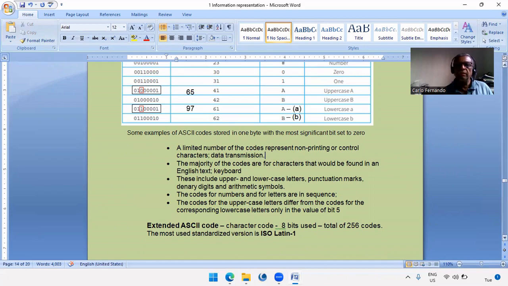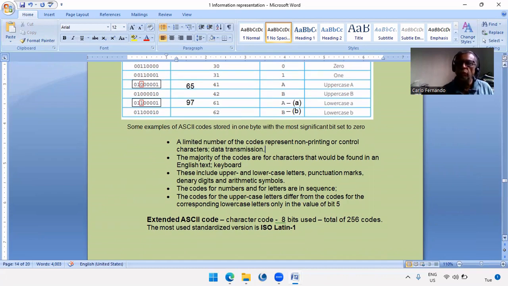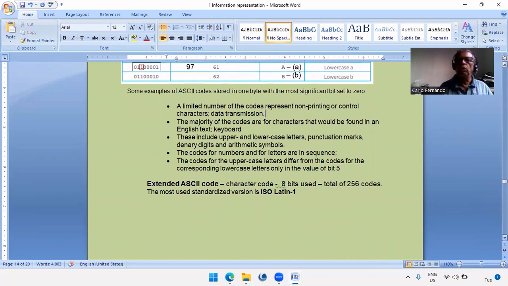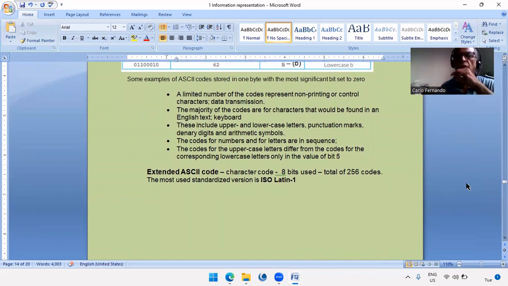Then there are 128 codes. In time to come, they found that 128 is not enough. You wanted to introduce more and more, like graphical characters and all that. Then what did they do? They extended the 7 bits to 8 bits. That was called extended ASCII code. So the character code is 8 bits, and 8 bits gives a total of 256 codes available. Then the most used standardized version is ISO Latin 1. That's the version.